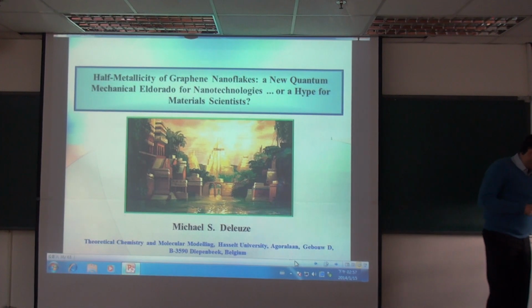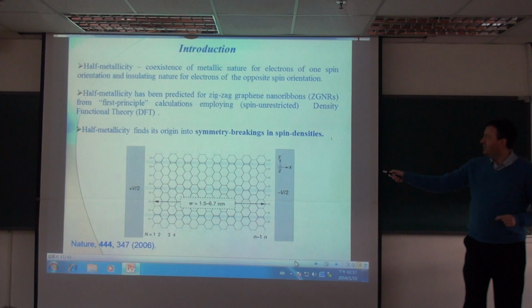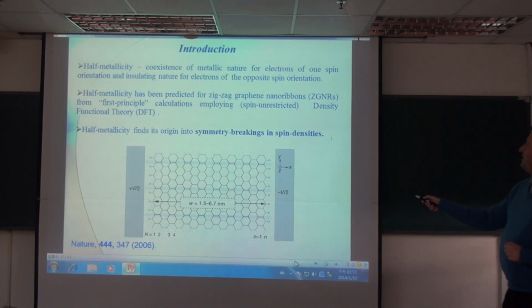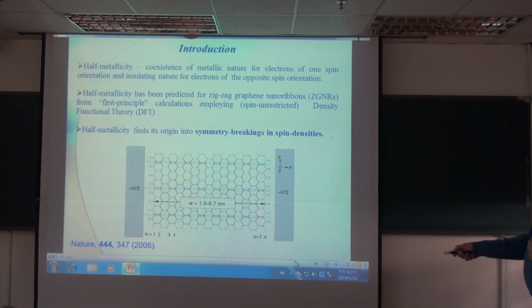What is half metallicity? Well, half metallicity implies in graphene nanoribbons the coexistence of metallic nature for electrons of one spin orientation and insulating nature for electrons of the opposite spin orientation. And half metallicity has been predicted for zigzag graphene nanoribbons from so-called first principle calculations employing spin unrestricted density functional theory. This was published in a very famous paper by Louie, Cohen and Son in Nature in 2006. And if you look at citation index, this paper has probably been cited more than 1,000 times so far.